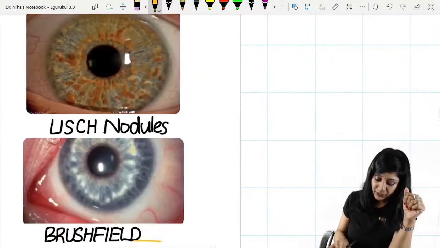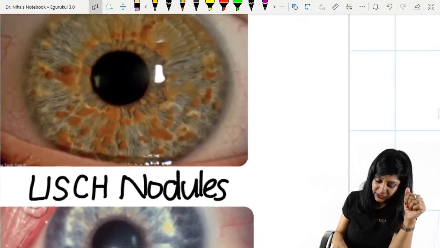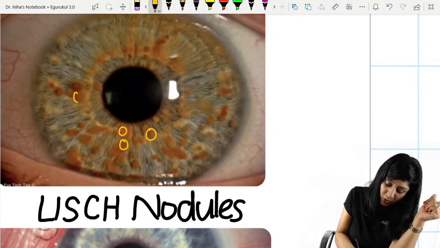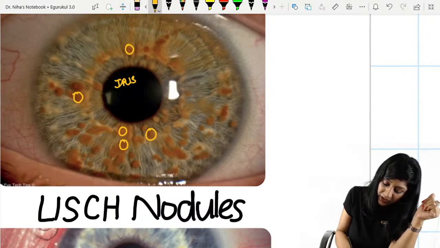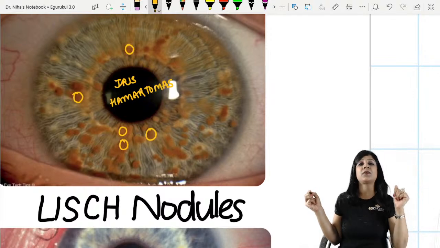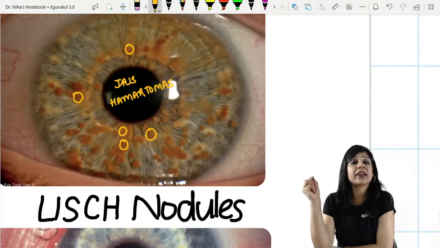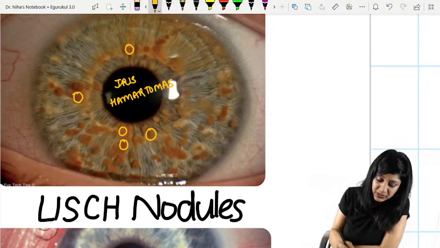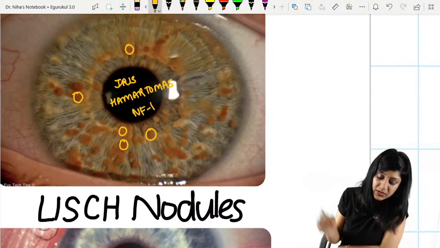Then you have something which are your Lisch nodules. See this. These are your Lisch nodules. Can you see these brown colored ones which are present over the iris? These are called the Lisch nodules, which are the iris hamartomas. The ones which are present over the iris are called the iris hamartomas. Iris hamartomas which are present in your neurofibromatosis 1.